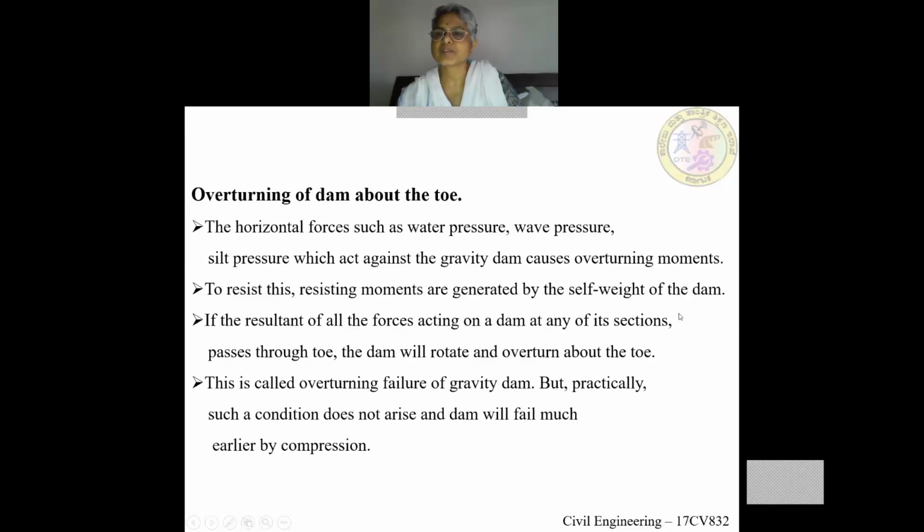Resisting moment will be in this direction, that is in anti-clockwise direction, whereas overturning moment will be in clockwise direction. If the resultant of all the forces acting on the dam at any section passes through the toe, the dam will rotate and overturn about the toe. This I will show you in the next slide.